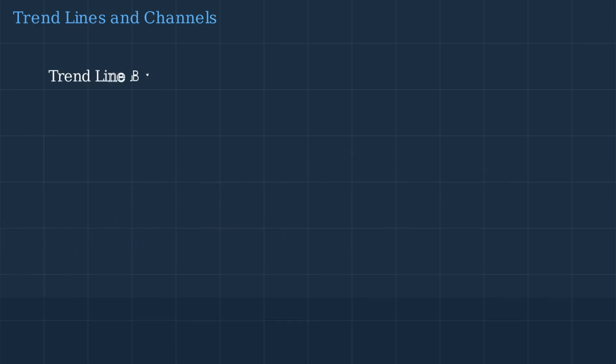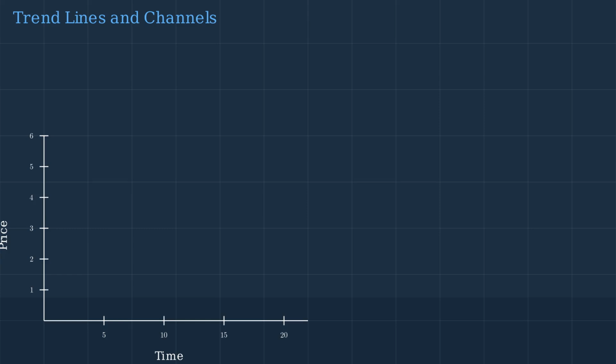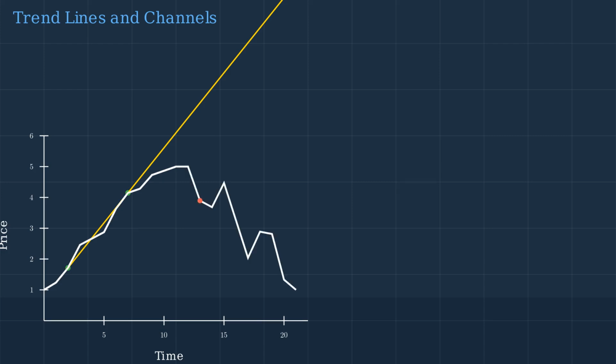Let's now examine trendline breaks, which can signal potential reversals or continuation patterns. Consider an established uptrend with a clear support line. The price has been respecting this trend line with multiple touches. We can identify the uptrend by connecting significant lows, creating our support line. But what happens when price breaks below this established trend line?